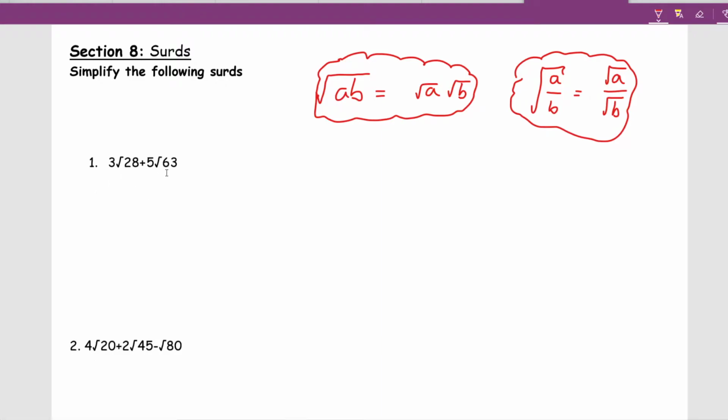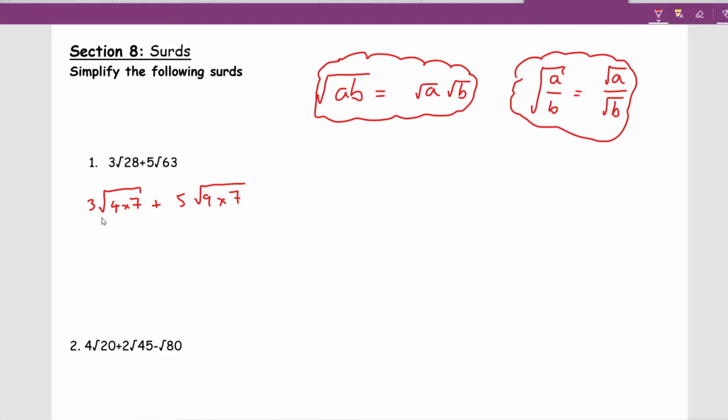So here we go. First of all, when we're looking at a root, we need to look for the highest possible square number that goes into it. So straight away in 28, you can see the 4. So I'm going to split that up and call that 4 times 7. How many 4s go into 28? 7, 14, 21, 28. Put a square root on that, plus 5. And I'm looking straight away, 9 I can see. 9 times 7 is 63, so I'm going to replace 63 with 9 times 7. I'm replacing 28 with 4 times 7.